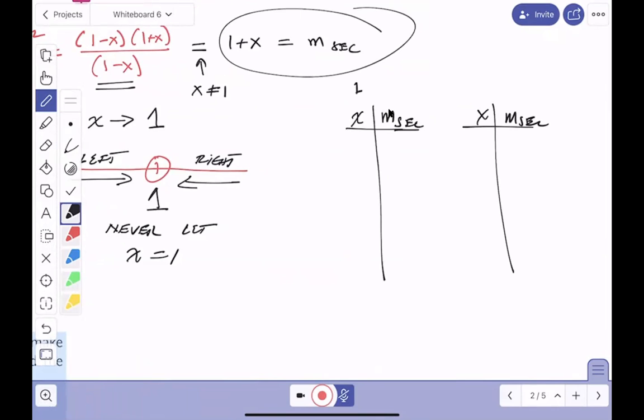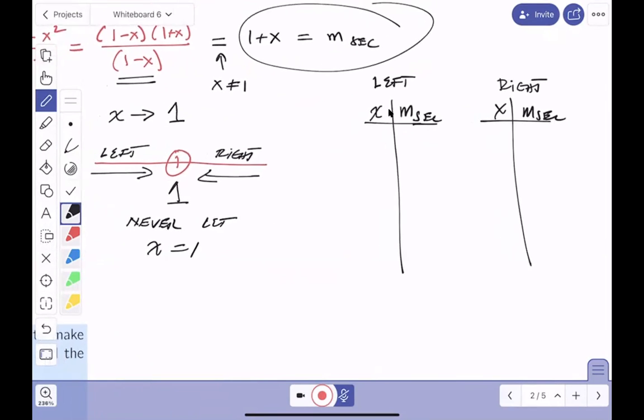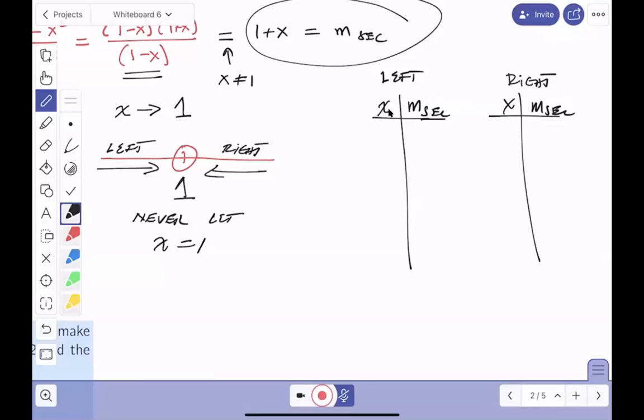I want to do a left table, and I want to do a right table. All right, what's a good number to the left of 1? Some people are going to say 0, and I agree, 0 is to the left of 1, but I want to get close to 1. What's a good number close to 1 but to the left? I'm going to say 0.9.